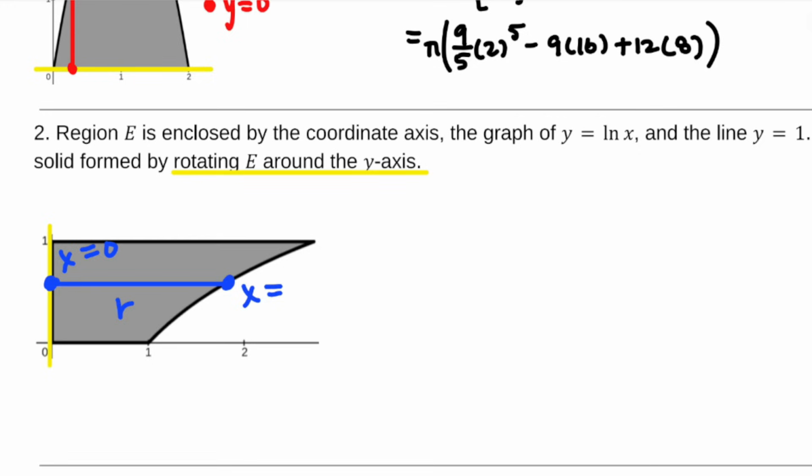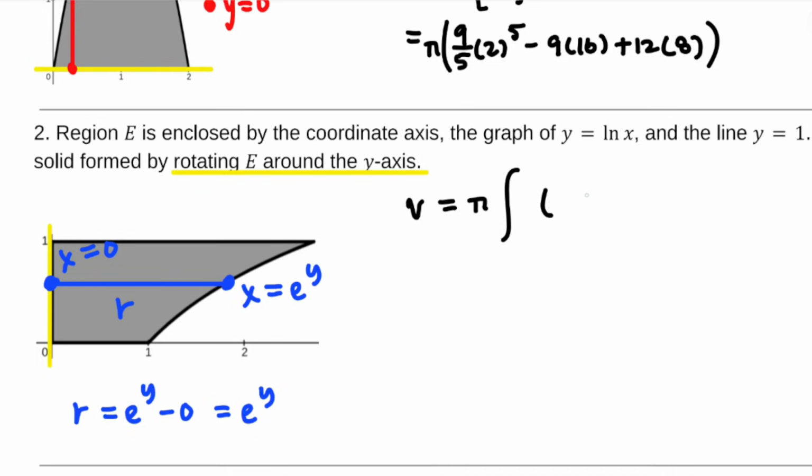So looking at that, if y equals the natural log of x, then x is going to equal e to the y. And then thinking about the radius being right minus left, that's e to the y minus 0, and that's just going to be e to the y. All right, volume is pi times the integral of radius squared. And so think about what I'm squaring, that's going to be e to the y. And I'm going to be integrating as y goes from 0 up to 1. See that? Those are the edges of our region that we're rotating.